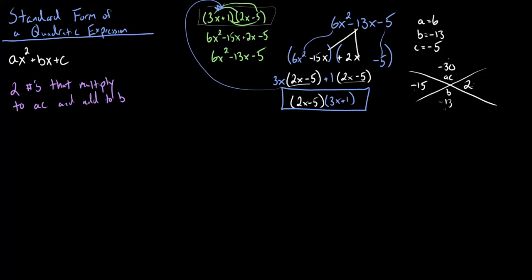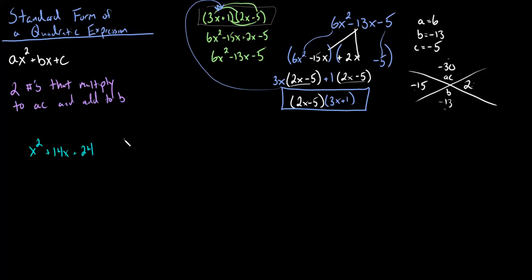Let's say we had something like x squared plus 14x plus 24. So just like before, nothing really changes. We're just undoing multiplication. Somehow we had two binomials that when they multiplied together, they got us x squared plus 14x plus 24. We have to figure out what that was.